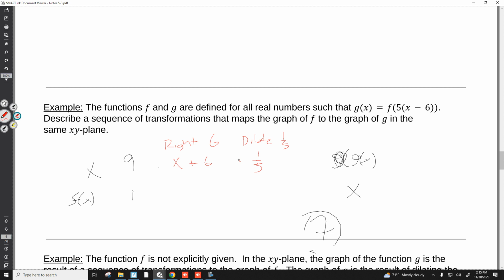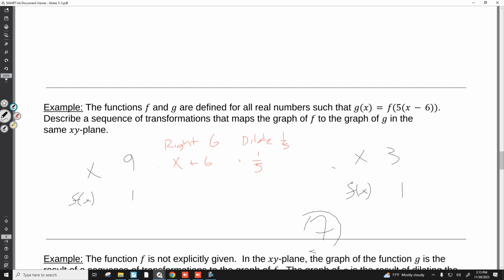Good. So we get 3. So we think that this x value 3 will go to a y value of 1. All right, let's double check. Let's plug in 3 into g. What's 3 minus 6? What's negative 3 times 5? Wait, hold on. If I plug in 9, I better get 1. You just told me that if I plug in 3, I should get 1.